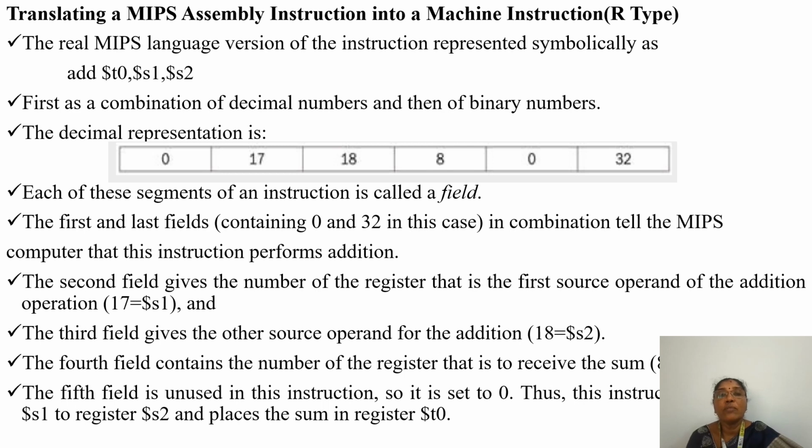How do you do the binary form? For the opcode you have 6 bits, whereas for the registers you have 5 bits. So this 0 has to be represented as 6 zeros, whereas this 17 has to be converted to binary and represented in 5 bits. Likewise, for the 32 also you convert it into binary form and represent it here.